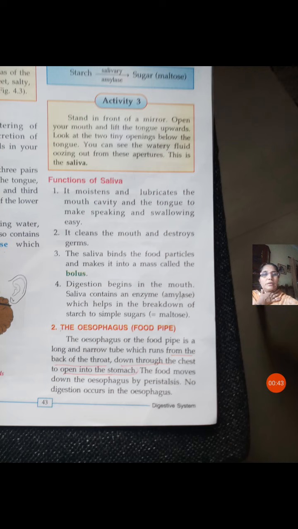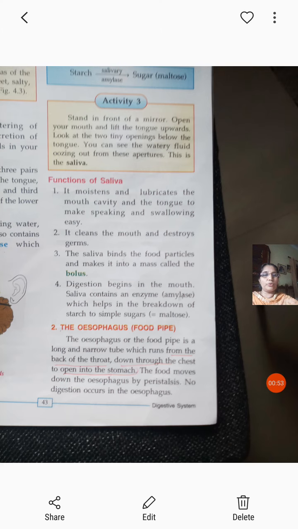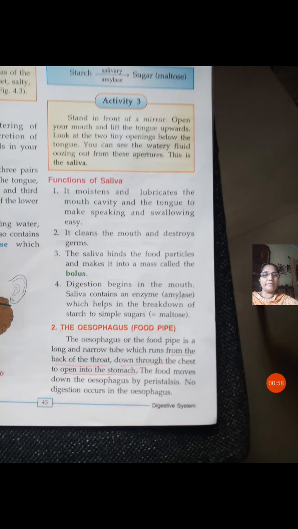Throat means the region of our neck. That region is the throat, the inside part. Then at the back side of the throat, the esophagus, or food pipe, starts from the back of our throat and goes down through the chest region. The food goes through the chest and reaches the stomach. The stomach is a muscular organ made up of muscles.